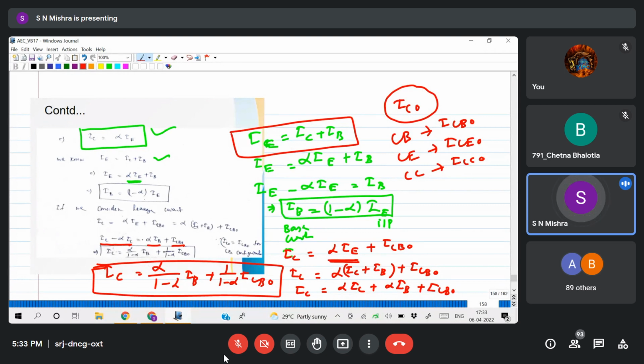So if the leakage current is not given, then you can directly find IC equals alpha IE, like this one only. If the leakage current is given, then you have to add ICBO. Similarly here also, if you know IB and the leakage current, you can find IC. So this is for the common base configuration. Here it is written ICO equals ICBO for the CB configuration.